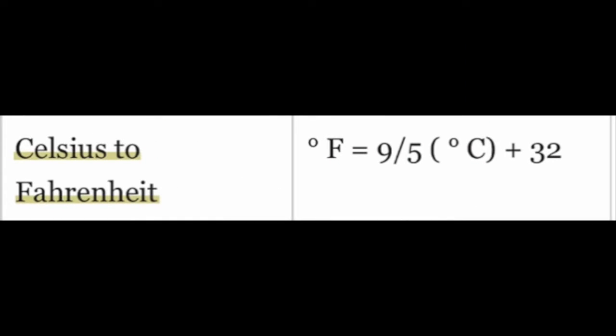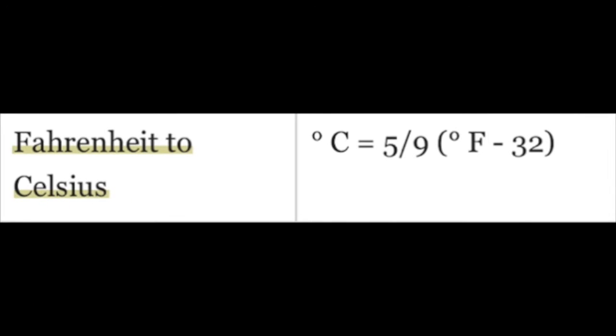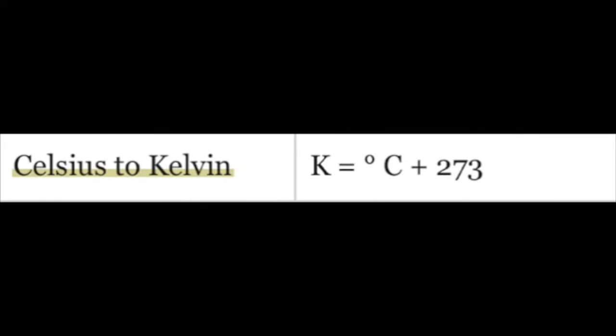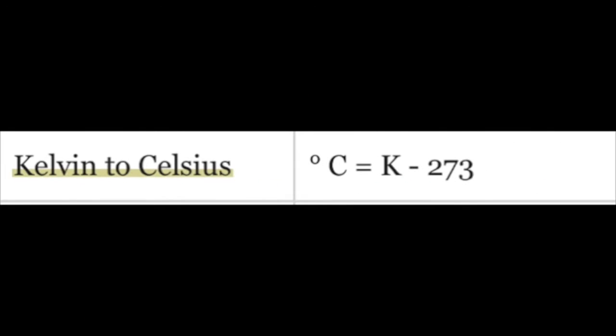To go from Celsius to Fahrenheit, you have to put 9 over 5 times temperature in Celsius plus 32. To go from Fahrenheit to Celsius, you have to put 5 over 9 times temperature in Fahrenheit minus 32. To go from Celsius to Kelvin, you have to put temperature in Celsius plus 273. To go from Kelvin to Celsius, you have to put temperature in Kelvin minus 273.